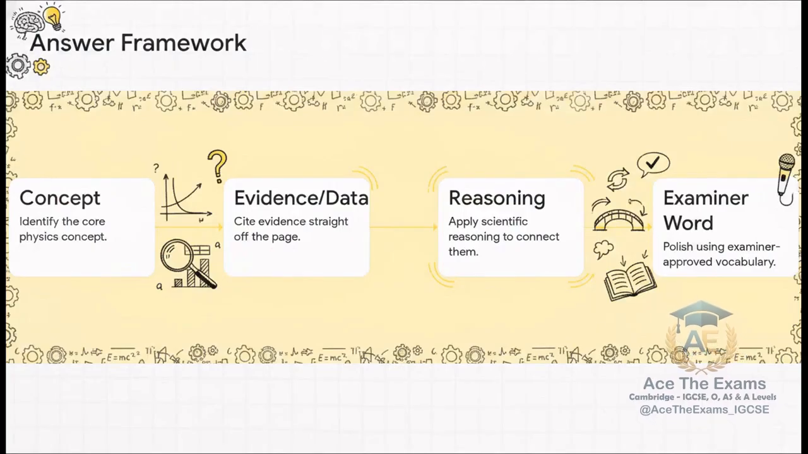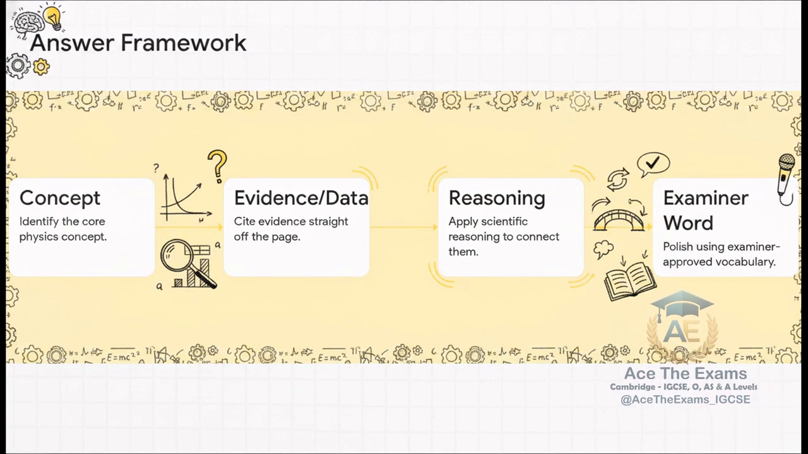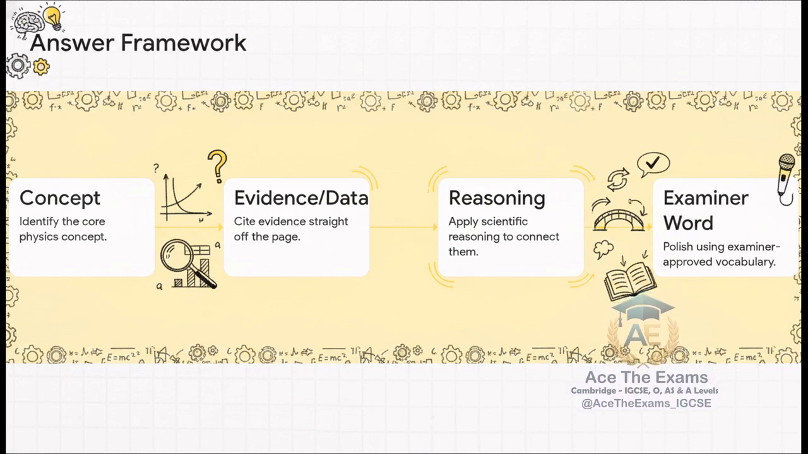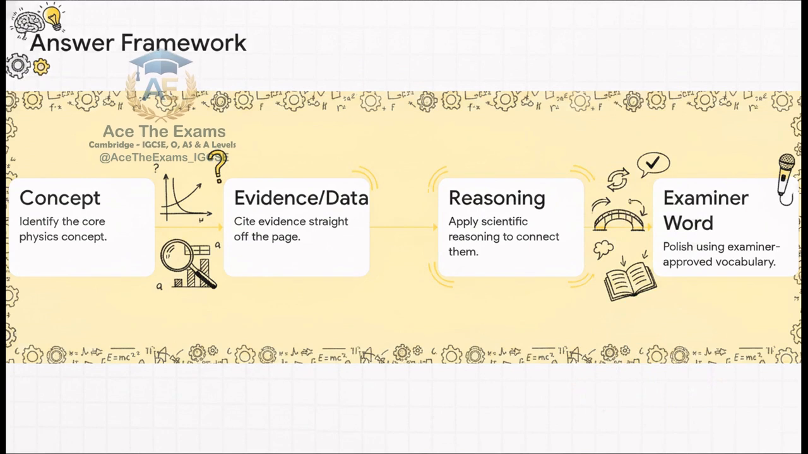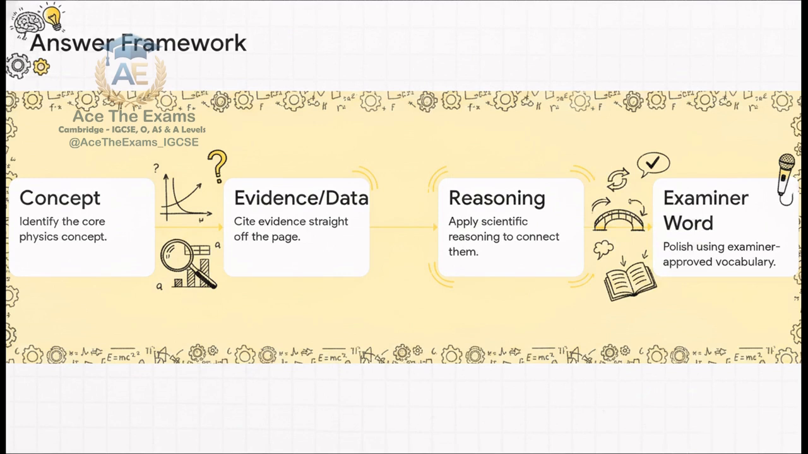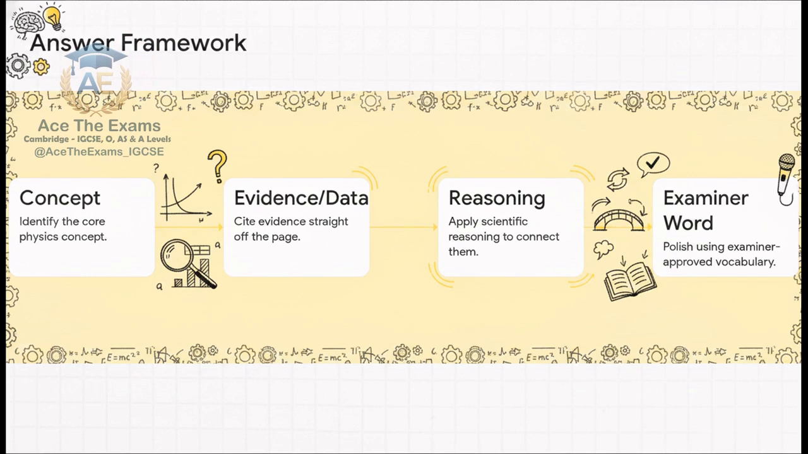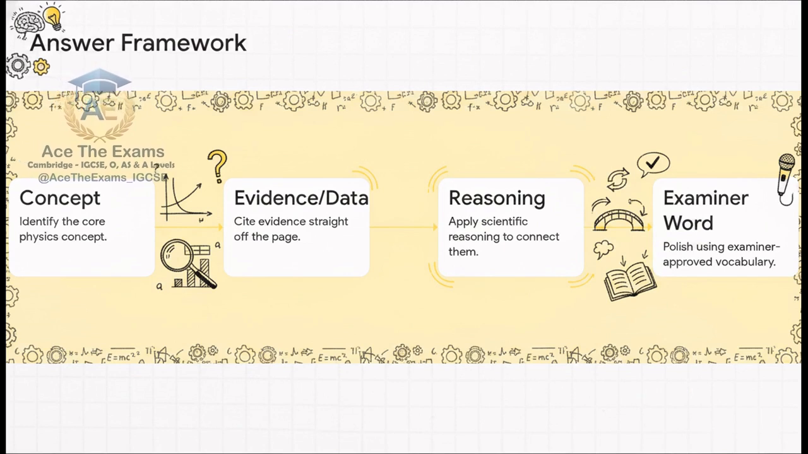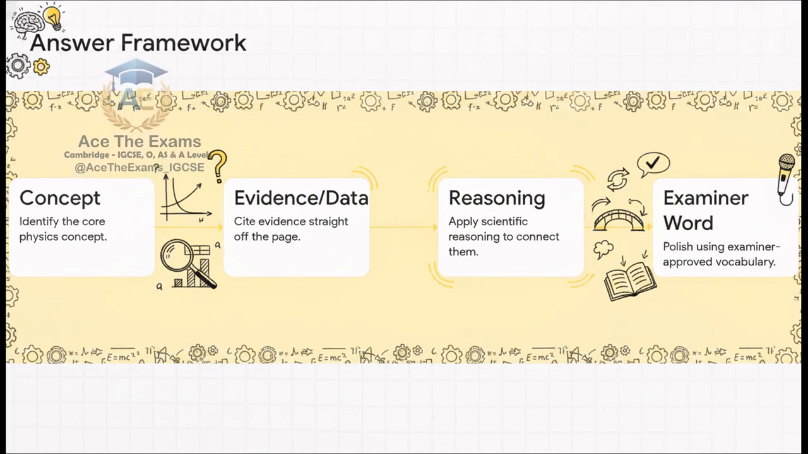Okay, so the absolutely crucial question is, how do you consistently generate that top band answer when you are sweating under intense exam pressure? You use this exact 4-step framework. I seriously want you to lock this into your brain right now. Step 1, identify the concept. What are we actually talking about? Step 2, cite evidence or data straight off the page. Don't invent things, just pull the numbers or visual cues they give you. Step 3, apply scientific reasoning to connect that data to the concept. And finally, Step 4, polish it all using examiner wording. No casual slang.